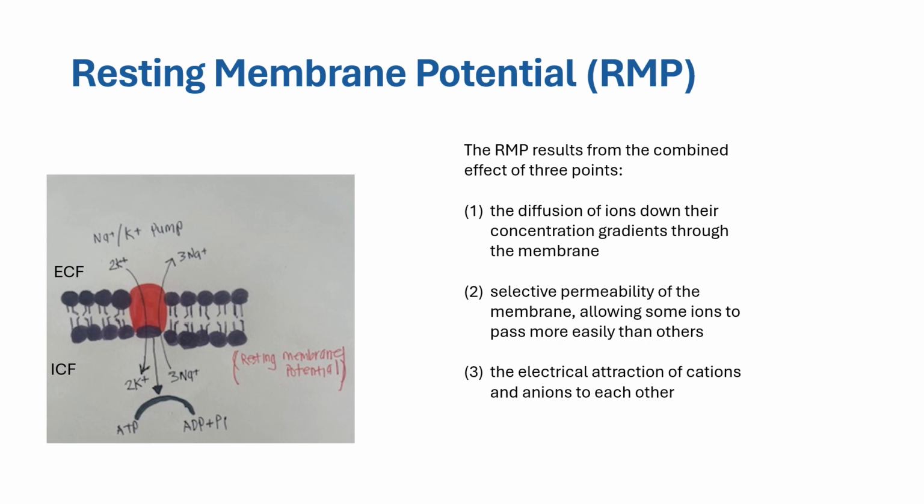1, the diffusion of ions down their concentration gradients through the membrane. 2, selective permeability of the membrane, allowing some ions to pass more easily than others. 3, the electrical attraction of cations and anions to each other.